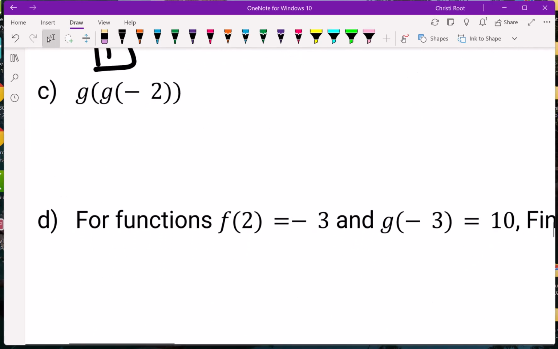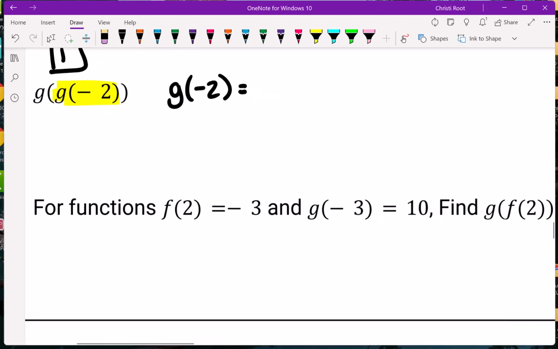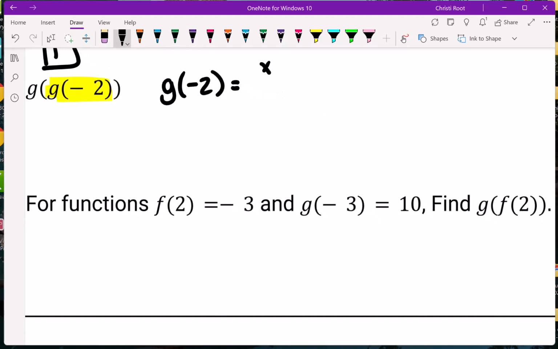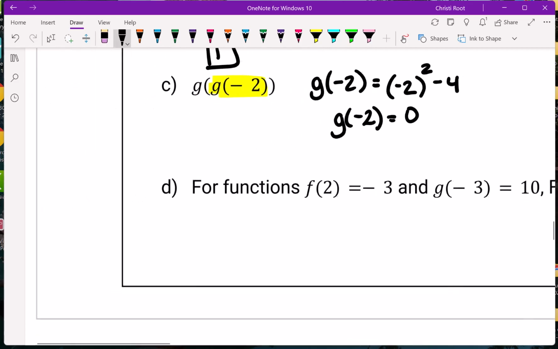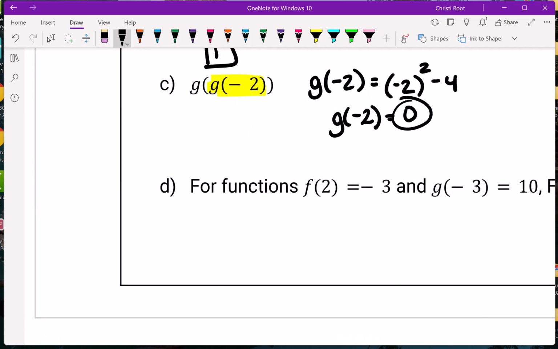All right, third example, what I'm going to do is start right here again. I'm going to find g of negative 2. We're going to plug negative 2 into the g function. The g function is x squared minus 4. So I'm going to leave parentheses, squared, minus 4, and plug in the negative 2. And that's what? 4 minus 4 gives you 0. So that's only your first step. Your input was negative 2, and the output was 0.